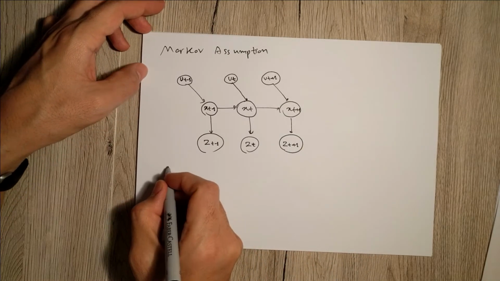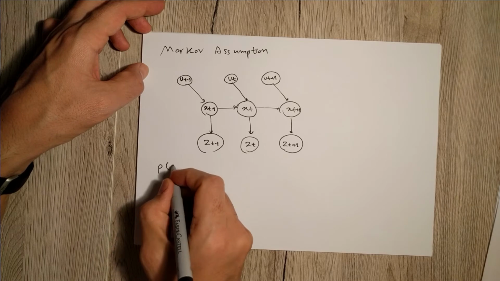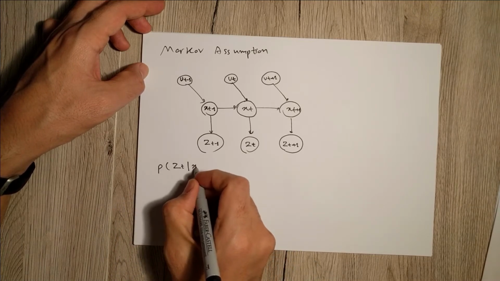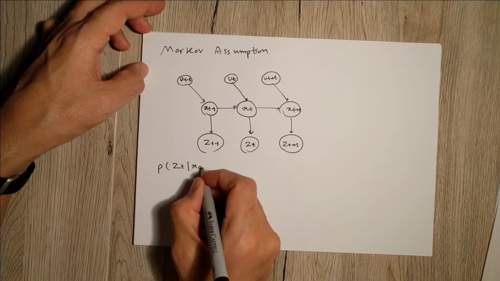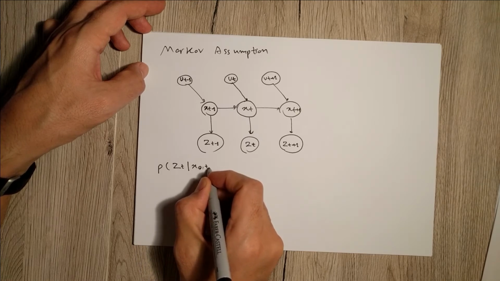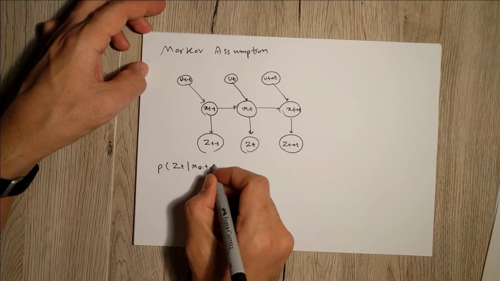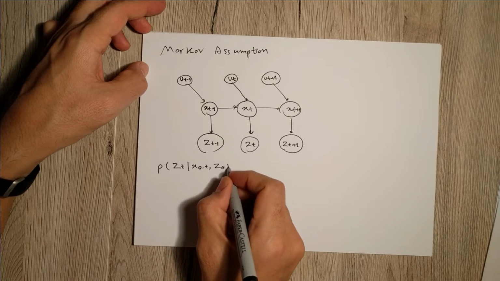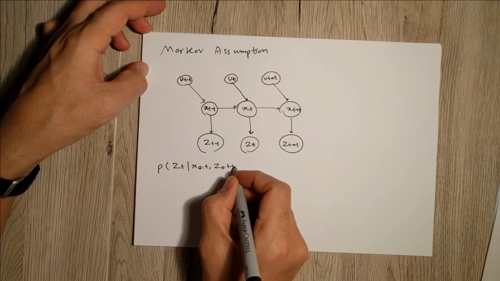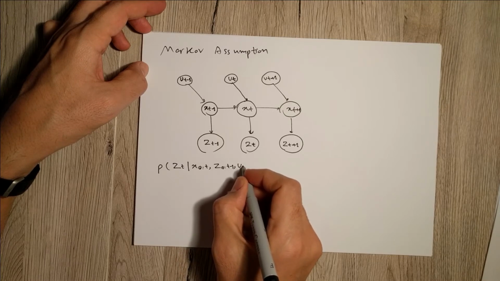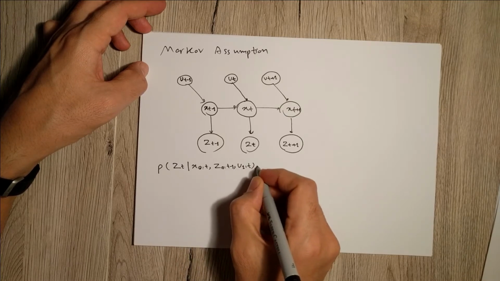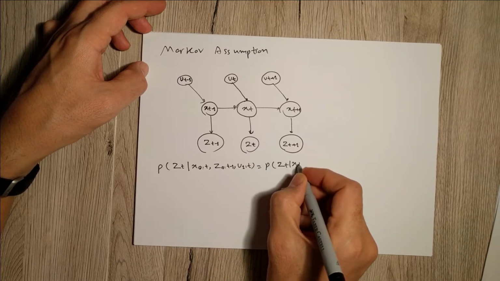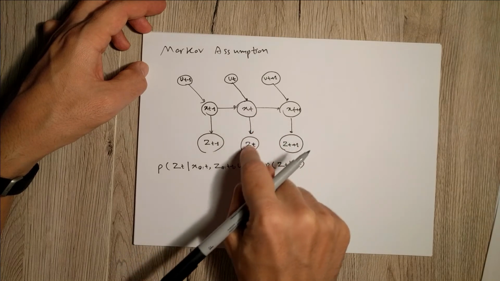So I will just write it down so we know them. The probability of the measurement that we are making, given all the states that we have visited earlier, all the measurements that we have done earlier, and all the motion commands that we have taken earlier, is only dependent on the previous state. And you can see this guy is only dependent on this guy.